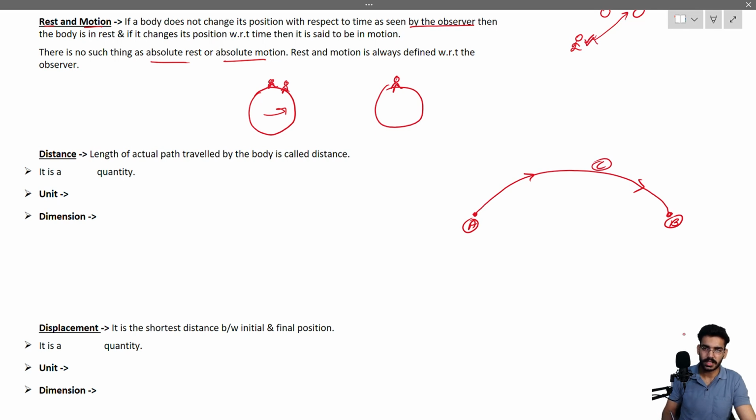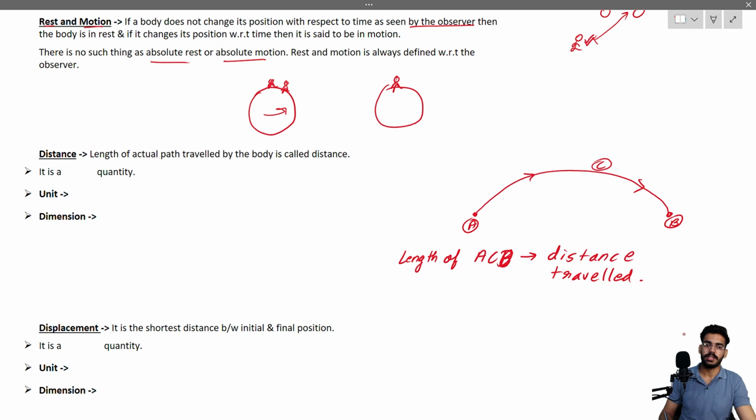So the length of path ACB is your distance traveled. Understood? So this is basically called distance.